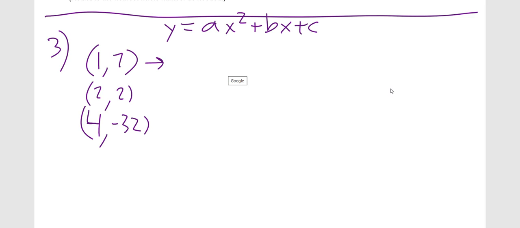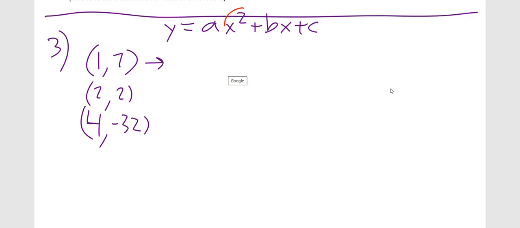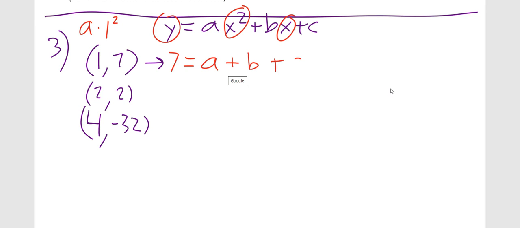I want to simplify this a little bit. So we're plugging in, remember, for x's and for y's. So we have 7 equals. Now, what is a times 1 squared? Can anybody tell me a times 1 squared? That's just 1a. So I'm going to abbreviate it and just write a. And then 1 times b is just plain old b, and then c at the very end. Notice that we did not get rid of a and b this time, so we don't know what c is.